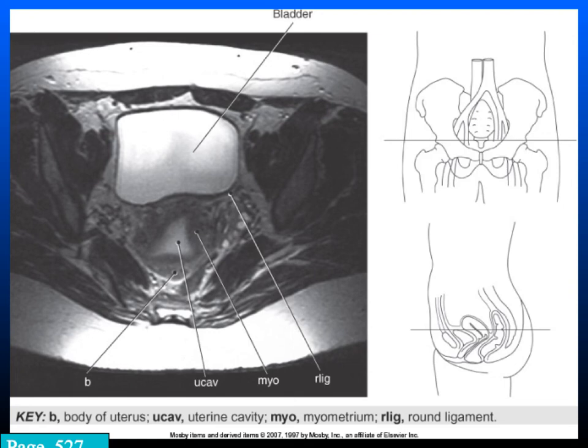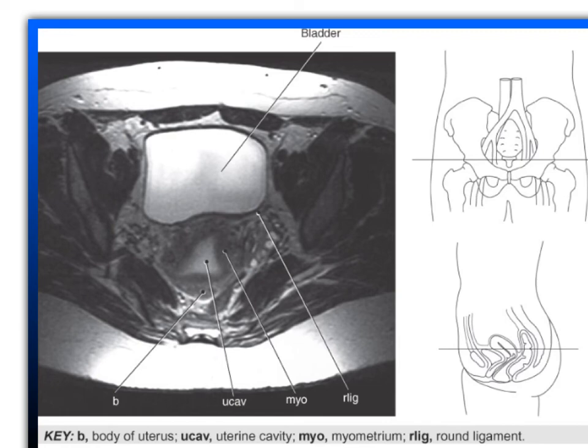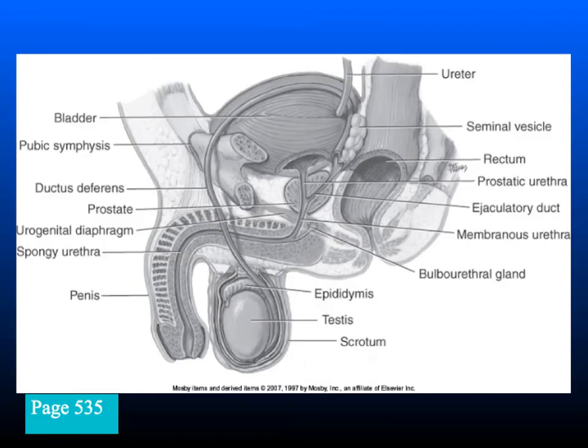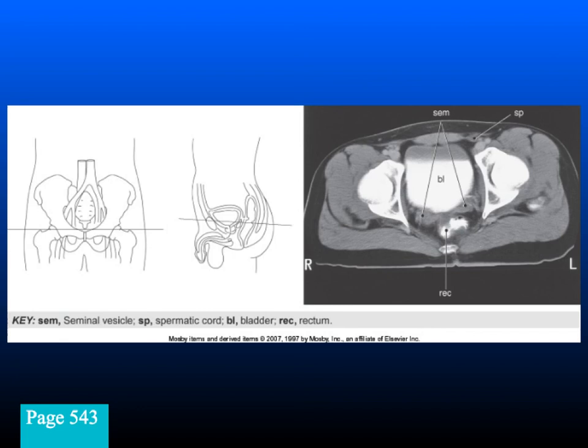Here's an axial view of the female pelvis where you're looking at the bladder anteriorly, then the uterus, and then rectum posteriorly. And male anatomy looks something like this, with the seminal vesicles that look like a triangle posterior to the bladder, and then you have the rectum more posteriorly to those.